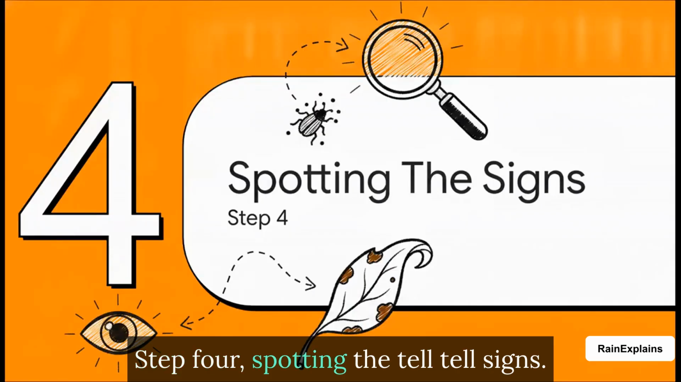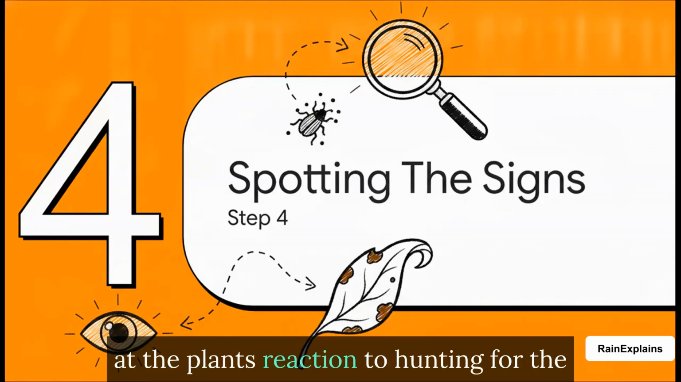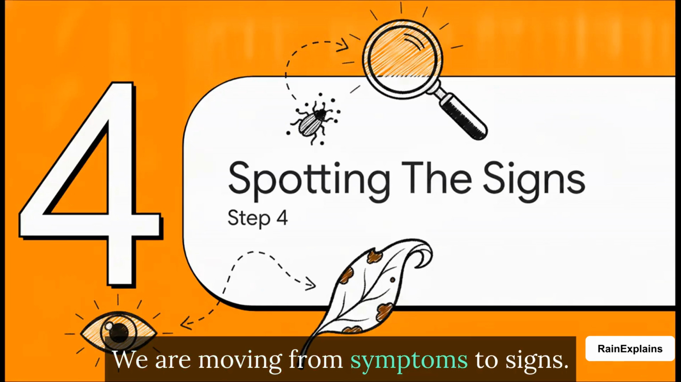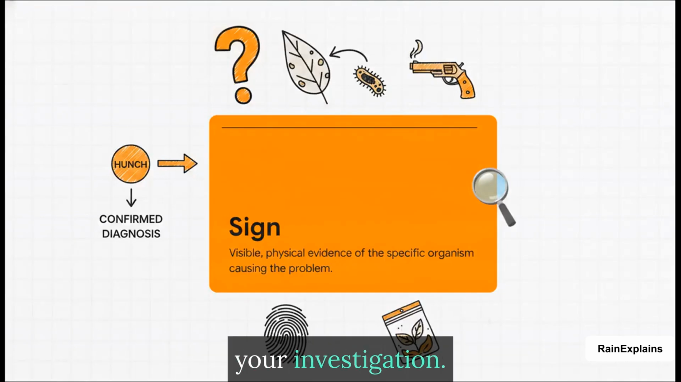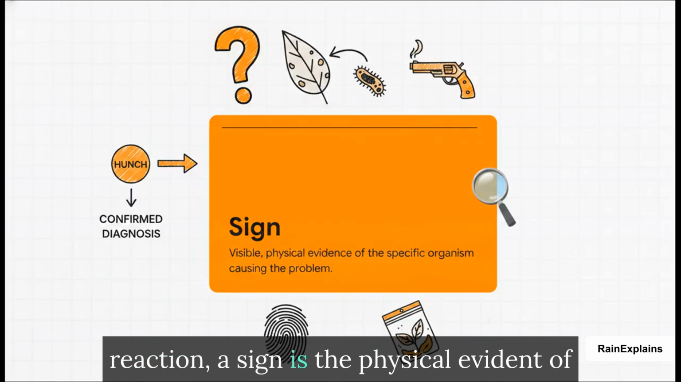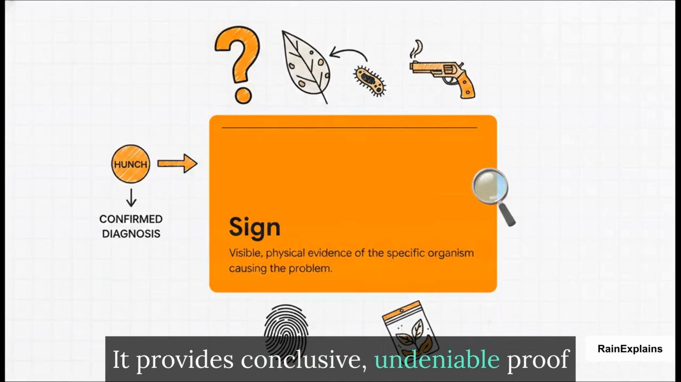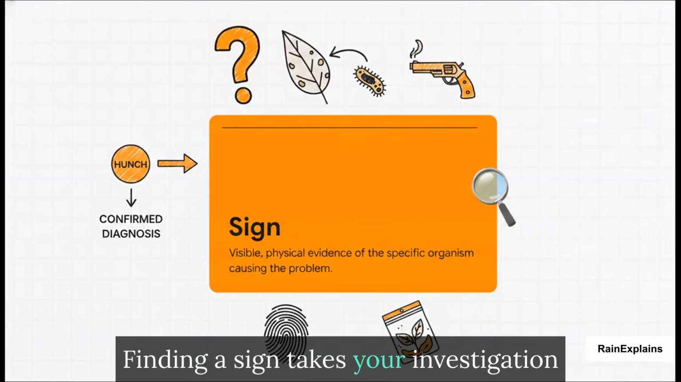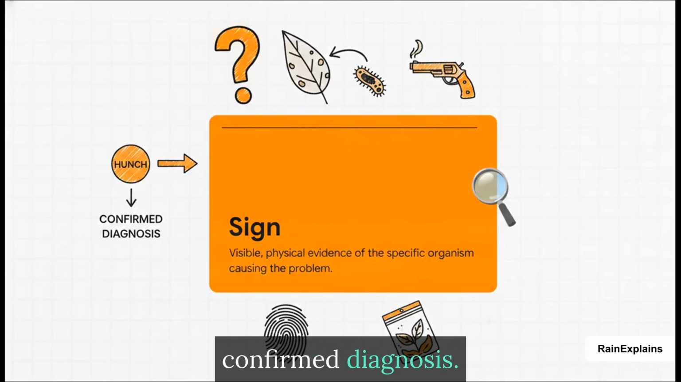Step 4. Spotting the telltale signs. This is where we transition from looking at the plant's reaction to hunting for the actual culprit itself. We are moving from symptoms to signs. A sign is literally the smoking gun of your investigation. While a symptom was just the plant's reaction, a sign is the physical evidence of the organism itself. It provides conclusive, undeniable proof of what's causing the damage. Finding a sign takes your investigation from a really good hunch to a locked-in, confirmed diagnosis.